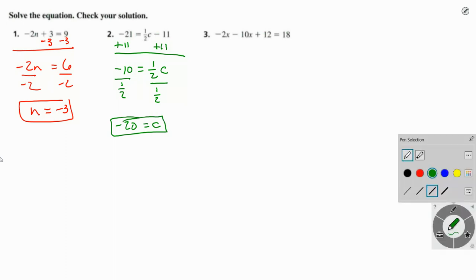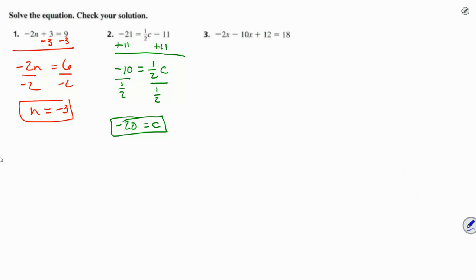Okay, the other part of this lesson, besides just knowing to invert the order of operations, is to use some cleanup tools. Our two biggest cleanup tools are going to be combining like terms and distribution.